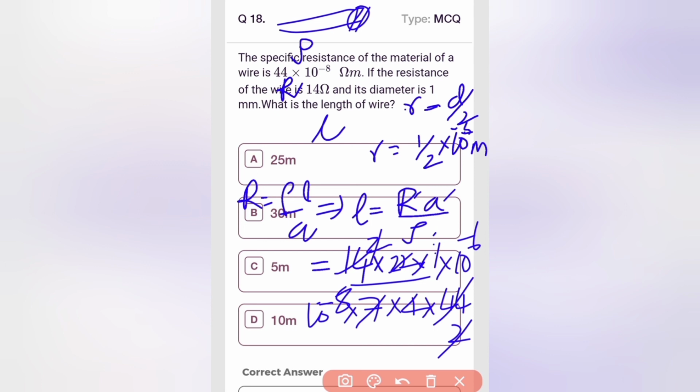1 by 4 is 0.25, into 10 power minus 6 divided by 10 power minus 8 is going to be 10 power 2. So 10 power 2 means it's 100. So 100 into 0.25, it's going to be 25 meter. So option A is the correct answer.